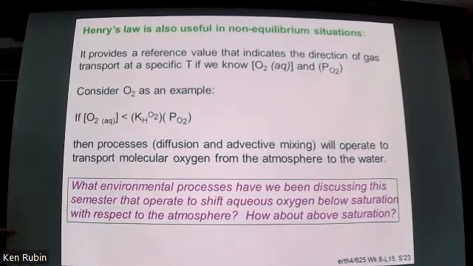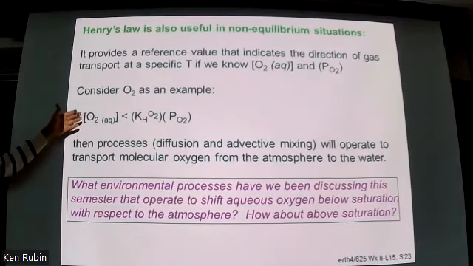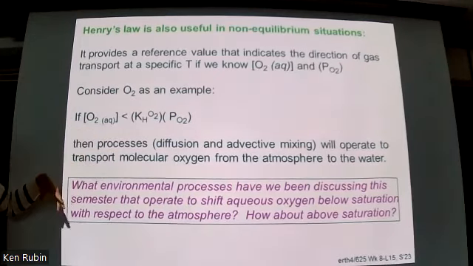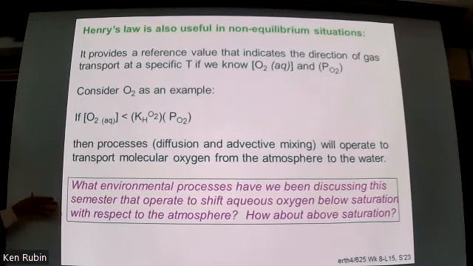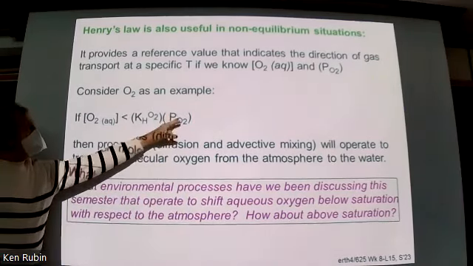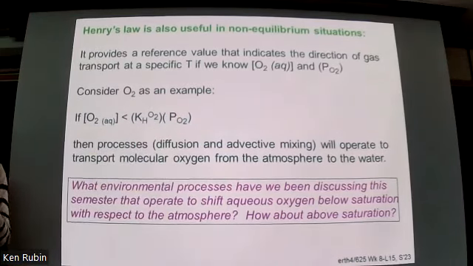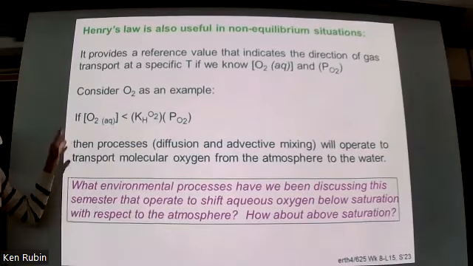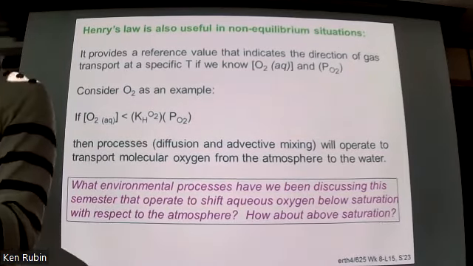So if you take a scenario where, for instance, we've got less oxygen in our water than we would have in the atmosphere, and so we have this kind of inequality, then diffusion will take place across the air-water interface to re-oxygenate, to take this oxygen and put it back into the water to try and erase that. And it happens at a rate that is proportional to the change in concentration across that boundary.